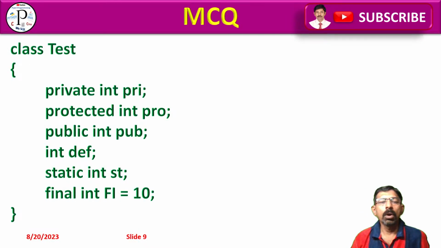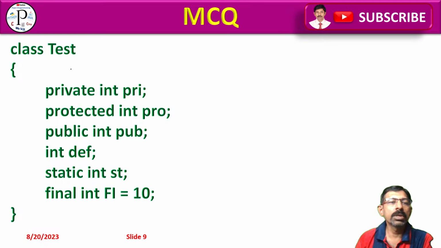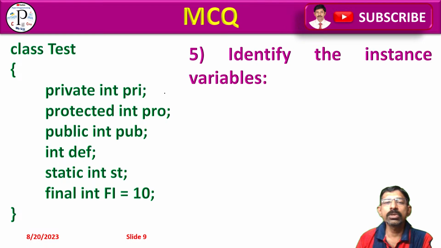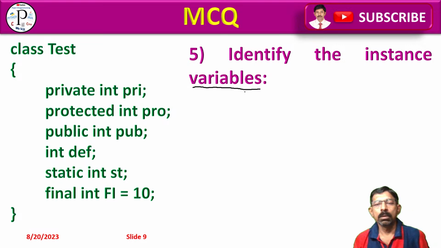Okay, can we move? All of you write down the code. Based on this code, I'm going to ask the questions to you. So I'm showing you the slide again. Here is the question. Based on this class, we'll do some questions. Here the question: identify the instance variables.